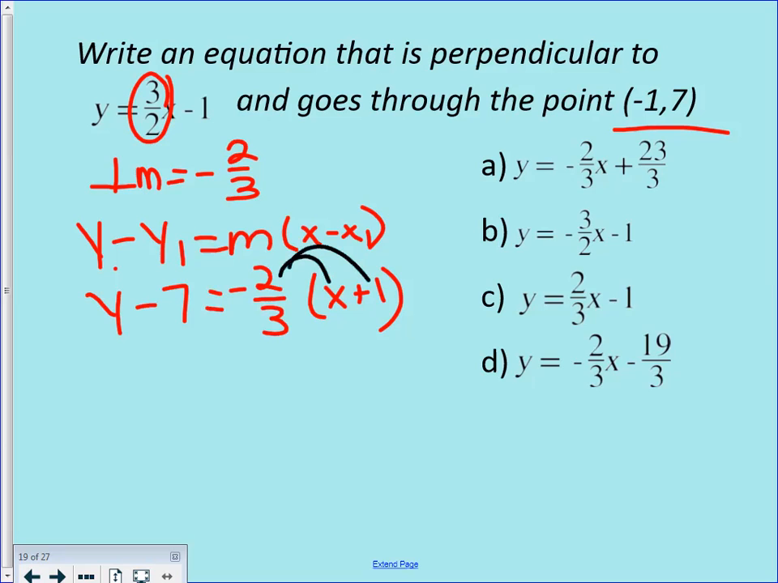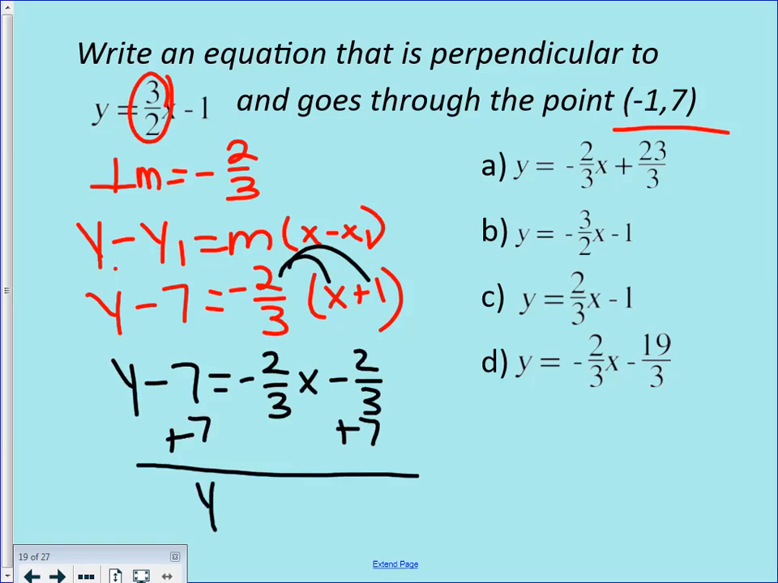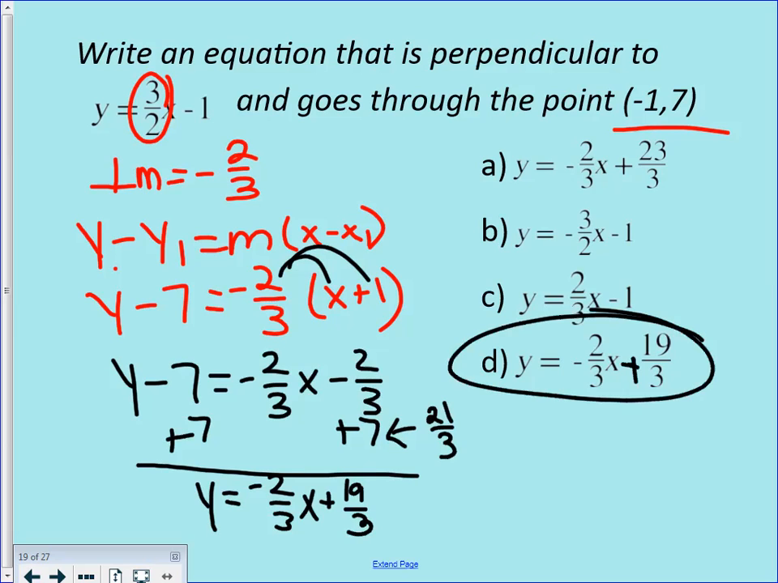Now let's distribute. I get y minus 7 equals negative 2/3 x minus 2/3. I'm going to add 7 to both sides, and I'm going to get y equals negative 2/3 x, and this is the same thing as 21/3. So 21 minus 2 is positive 19/3. And that's not an answer choice, but that should be the answer.